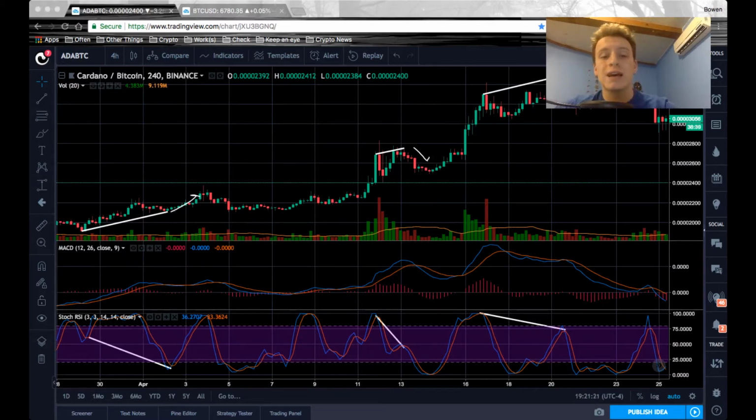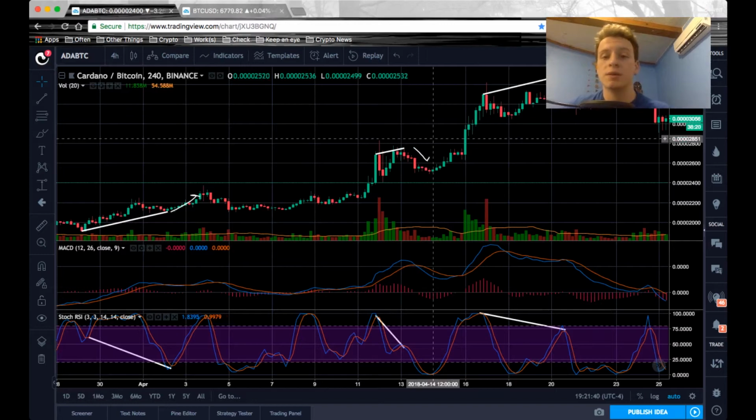Regular divergence is higher highs and lower lows in price, and lower highs and higher lows in the oscillator, compared to the exact inverse for hidden divergence. So whereas we had higher highs and lower lows in price for regular, we're going to have higher highs and lower lows in the oscillator for hidden. And that's really the distinction between them, and that's what makes them opposites.